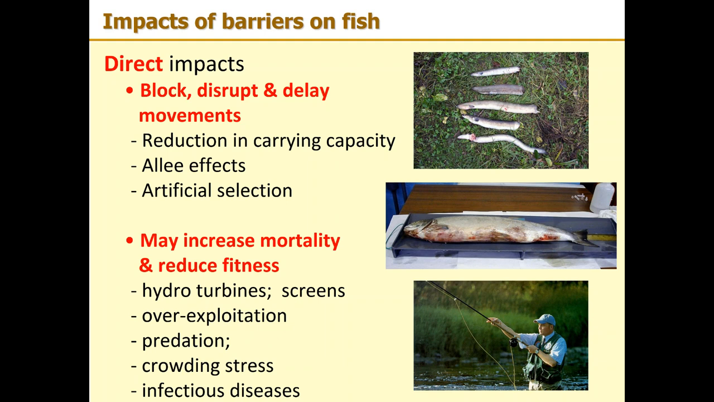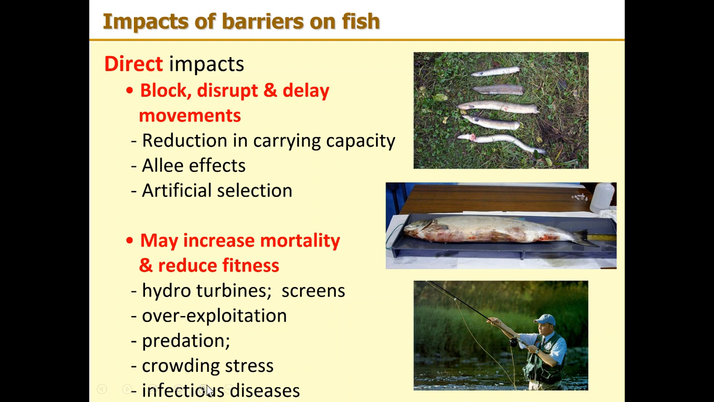This blocking or disruption of movements doesn't affect all individuals the same. It affects some individuals more than others, and that imposes a certain degree of artificial selection. It can also, of course, increase mortality directly in hydro turbines and in screens. It can compromise the fitness of populations by exacerbating the effects of crowding or the effects of overexploitation, particularly for migratory fish. And it can also increase the impact and the prevalence of infectious disease because it is a source of stress.